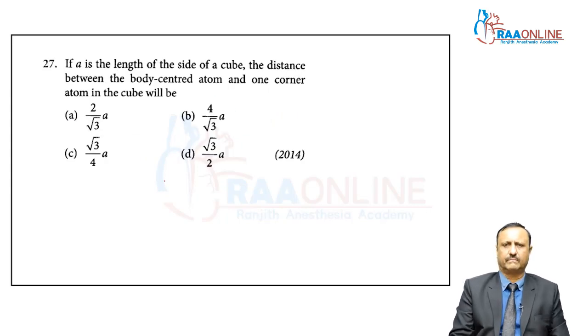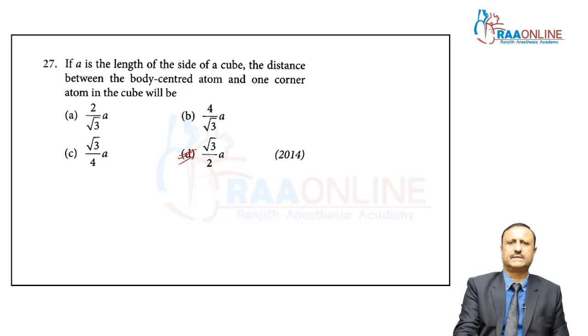Now we can see question number 27. Here, if a is the length of the side of the cube, the distance between the BCC body-center atom and one corner atom in the cube will be, my dear students, a direct question. In BCC you get the answer D, because a is the side of the cube, and the distance between the body center atom and one corner is root 3 by 2 a. You can get the answer for question number 27.